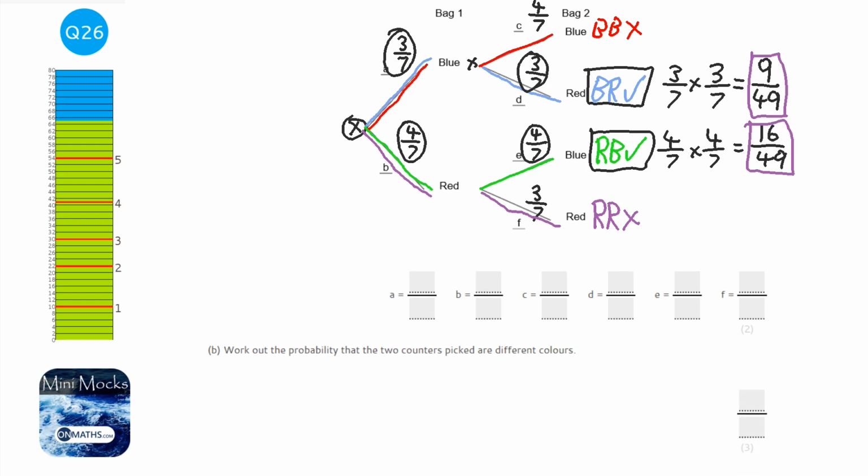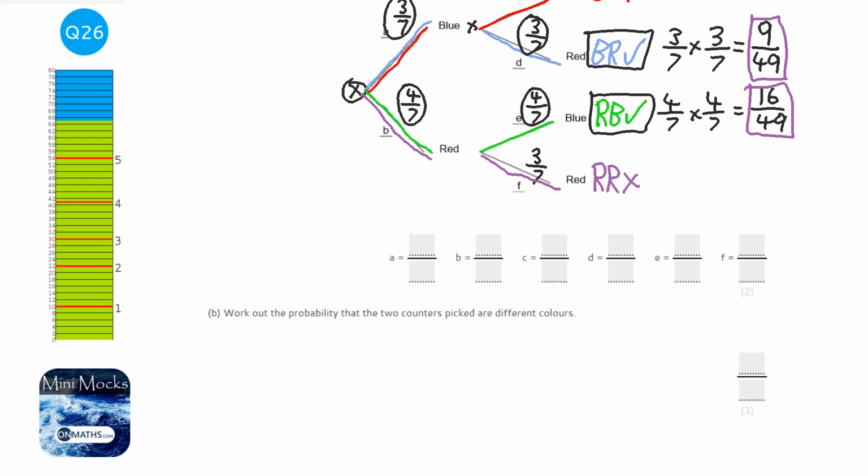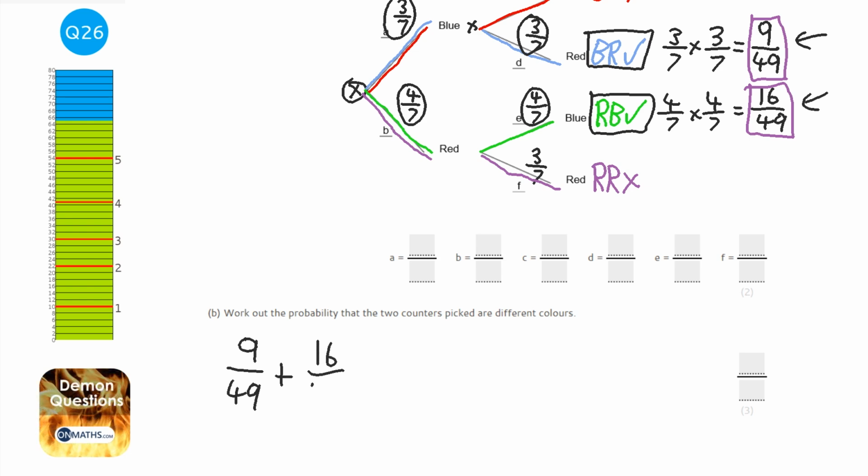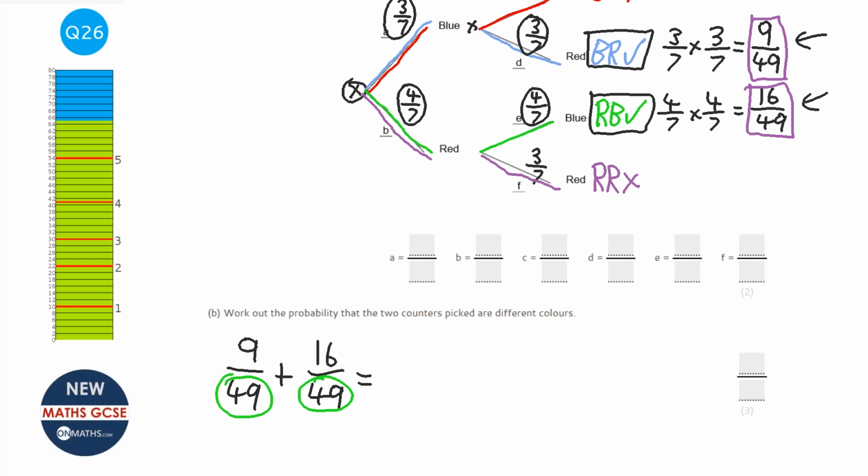And in probability we use the word or. It can either be that one or that one. And any time you use the word or, what you're going to do with the fractions is just add them together. Now the beauty of this is normally you're going to end up with lovely denominators that are the same. And when the denominators are the same, all you need to do is add the numerators. So 9 plus 16 is 25, and the bottom stays the same. So it's 25 over 49.